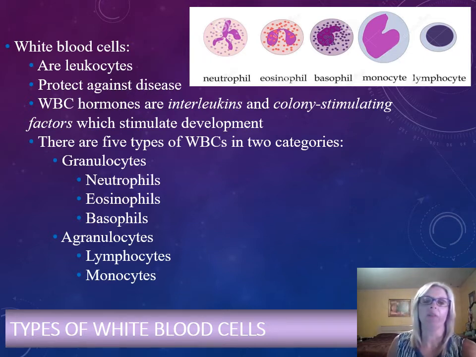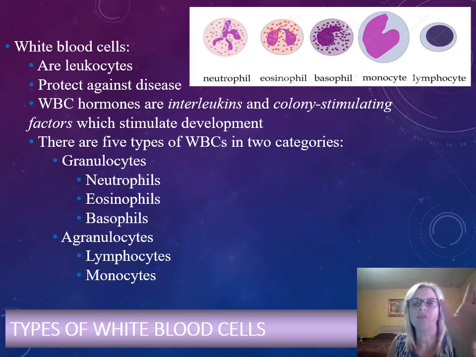These guys develop from hemocytoblasts in the red bone marrow after being stimulated by what we call an interleukin or a colony stimulating factor. Okay, so they basically wake them up and tell them to differentiate. Blood transports the white blood cells to sites of infection where needed.